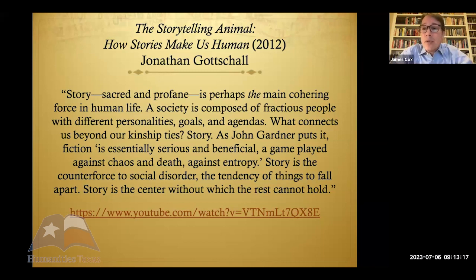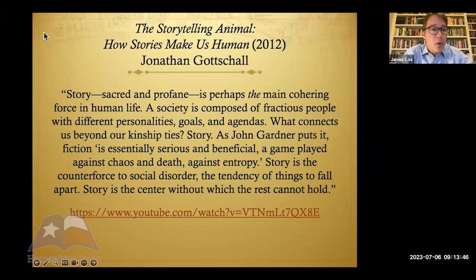And so in any case, one of the things I like to do is just to take a really big picture perspective on literature. And one author who's very helpful with this is Jonathan Gottschall. He wrote a book, it's about 10 years old now, called How Stories Make Us Human. And here's what he says in one section of that book.